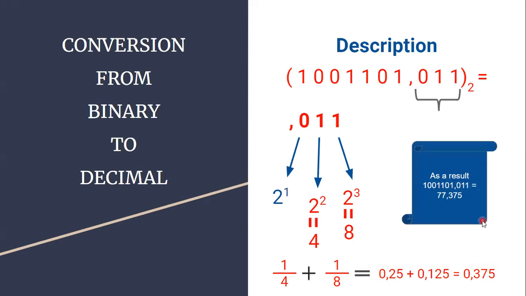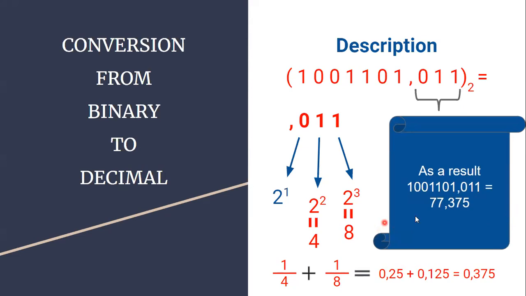And as a result, we get 77.375. So all this binary number is 77.375. This was a video with decimal and binary numbers and some useful conversions we are going to see in our lessons and in our studies.